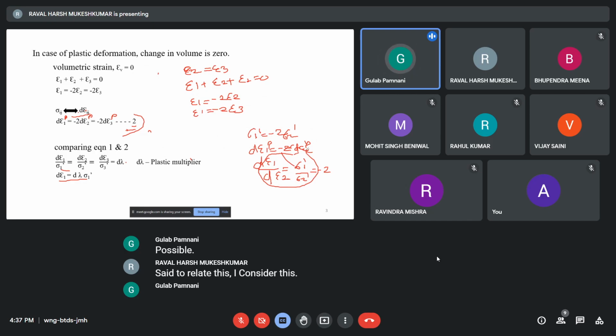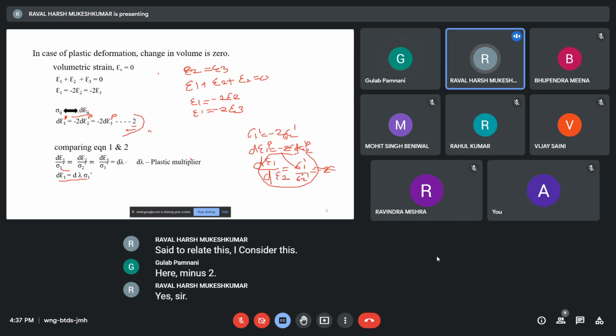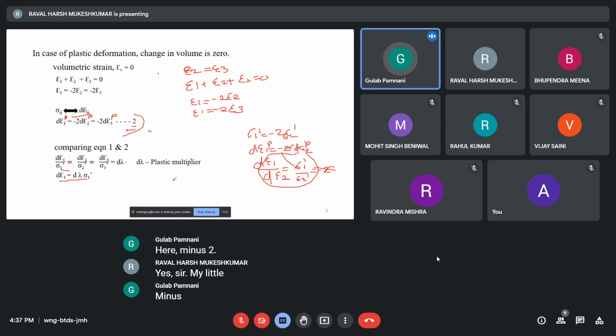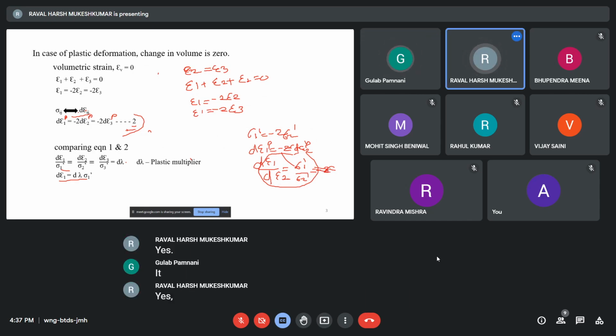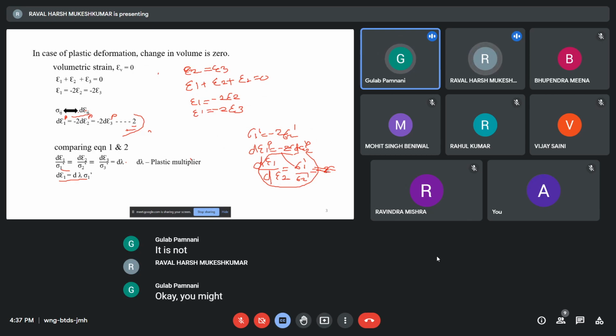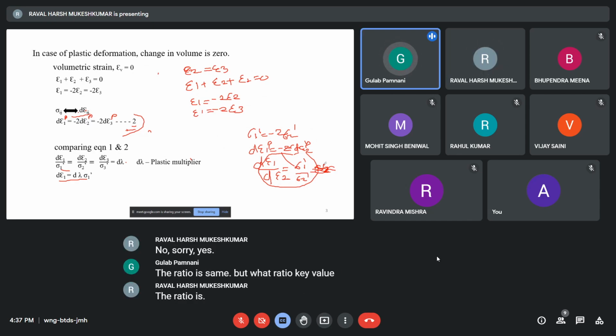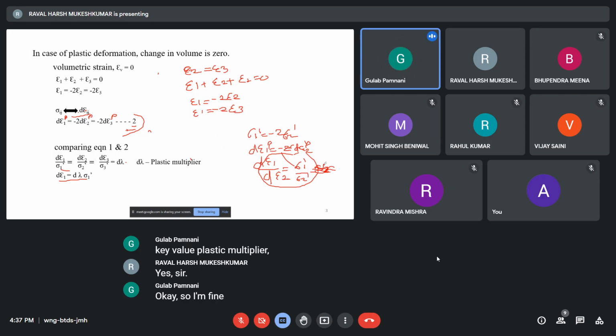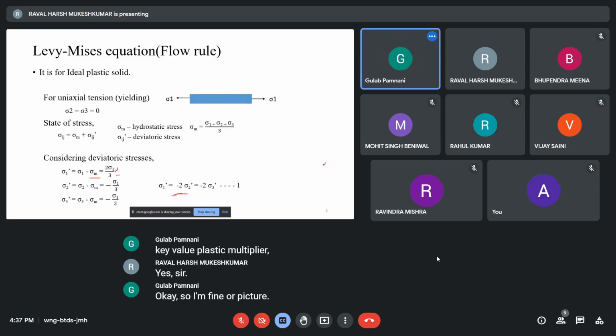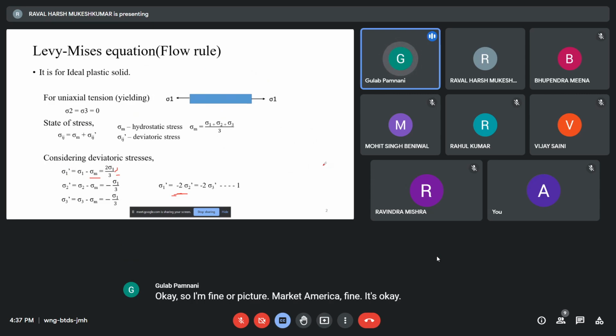या फिर आप इसको minus 2 नहीं लिखते तो भी चलता। नहीं, ये आपको minus 2 नहीं है, आपको ये लिखना था कि ये सीधा d epsilon 1 by d epsilon 2 is equal to sigma 1 dash by sigma 2 dash, ratio is same. Yes sir, ठीक है, ये minus 2 करने के लिए लिखा था। हाँ, लेकिन वो minus 2 हो जाता तो फिर हम कह रहे हैं कि d lambda is minus 2, right? No sir, sorry, yes sir, the ratio is same, but उस रेशियो की वैल्यू जो है वो प्लास्टिक मल्टीप्लायर है। Yes sir. ठीक है, so fine, और पीछे जाओ, बाकी तो मेरे ख्याल से ठीक है, fine, it's okay. Any other question to anyone?